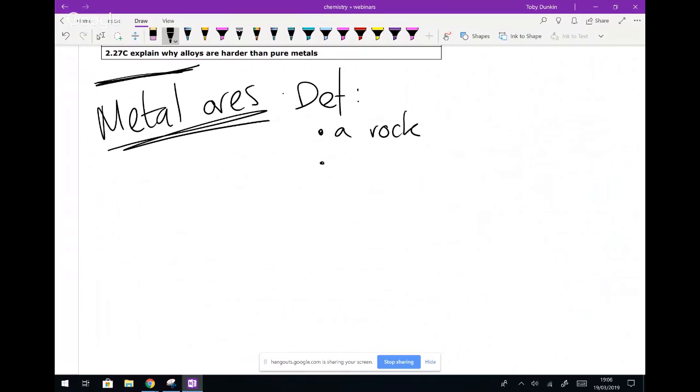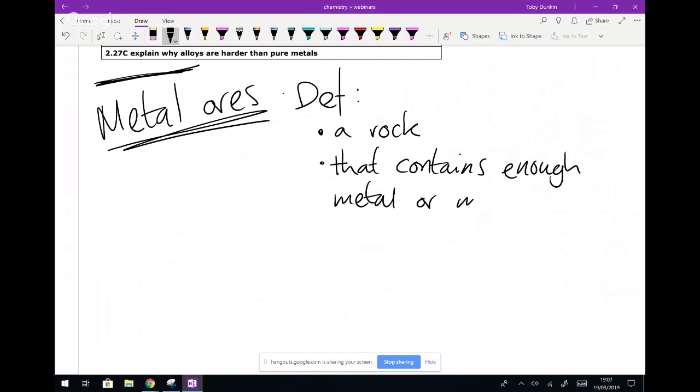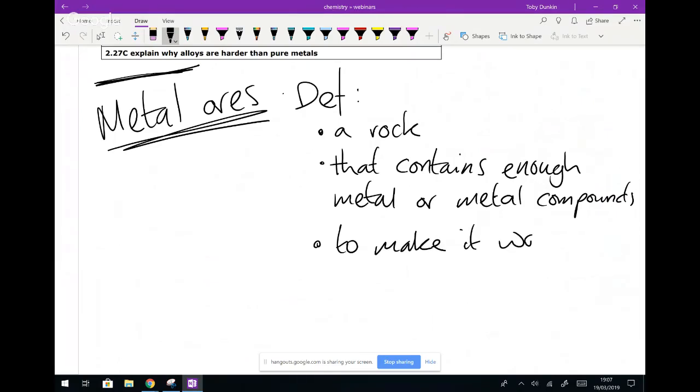A rock that contains enough metal or metal compounds, third bullet point, to make it worthwhile extracting. Three bullet points for that definition.